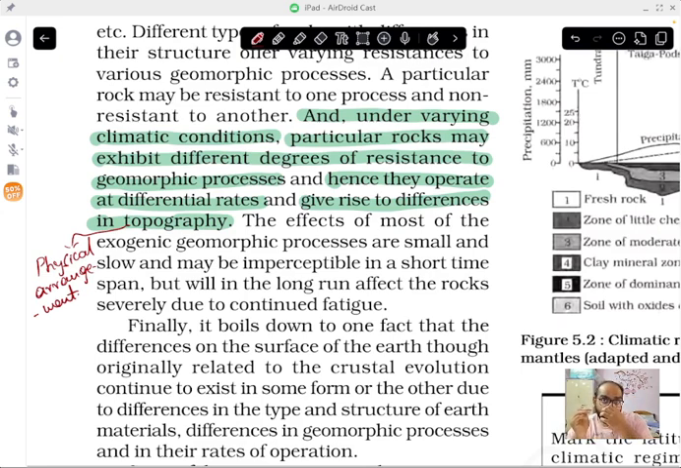The best example would be Western Ghats and Eastern Ghats. If you see Western Ghats, they are continuous from Maharashtra to Kerala. There is no gap between them. If you see Eastern Ghats, they extend from Orissa to Tamil Nadu.